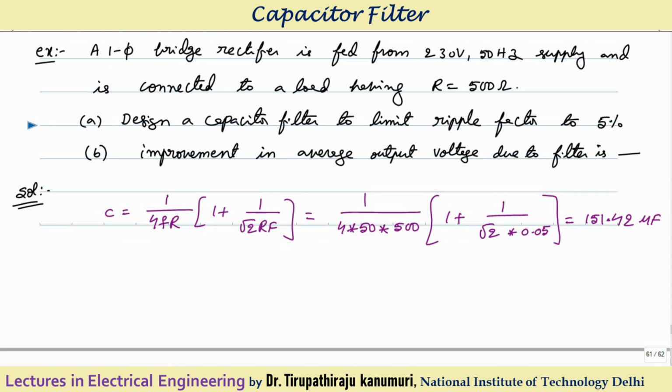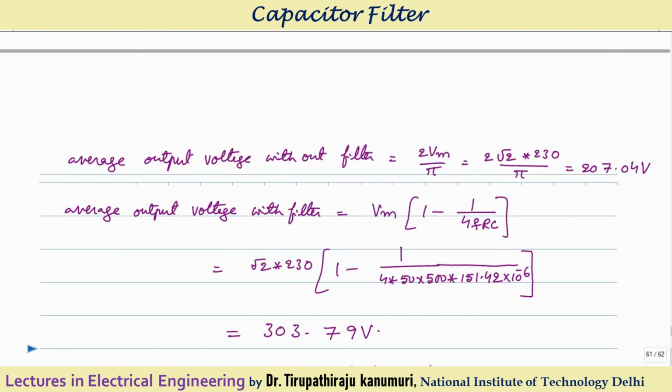Now I can calculate the value from here. C is equal to 1 by 4 FR into 1 plus 1 by root 2 times of RF. So I am substituting 1 by 4 into F is 50 and the value of load resistance is 500, multiplied by 1 plus 1 divided by root 2 times of ripple factor. Ripple factor is given 5%, so in per unit it is 0.05. If you substitute, you will get 151.42 microfarads is required.